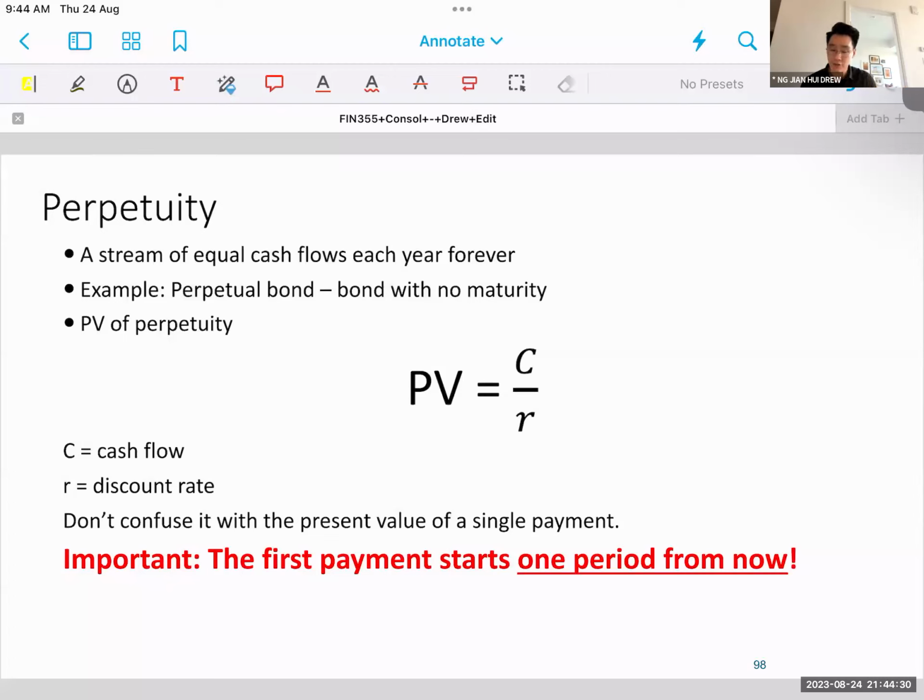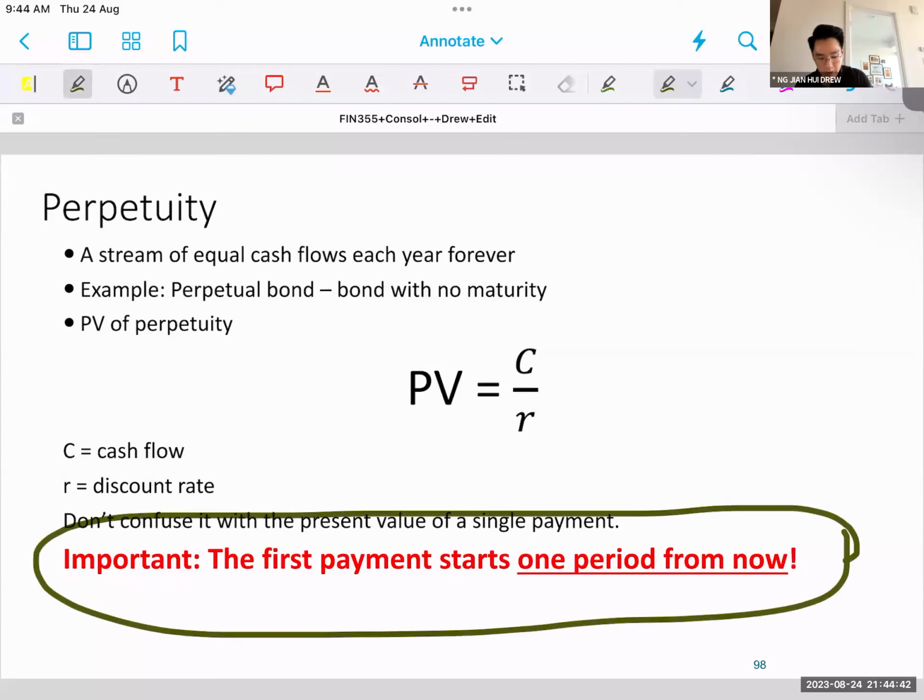Now, in all perpetuity formulas, whether it's a growing perpetuity or a standard perpetuity, the cash flow C always starts 1 year from today. So this is a very important part, 1 year from today. Of course, in a standard perpetuity formula, it's not important because your perpetuity is constant, right? But you will see the difference in a growing perpetuity. Everyone understand this point? In a perpetuity formula, your C, the cash flow, is assumed to be 1 year from today.